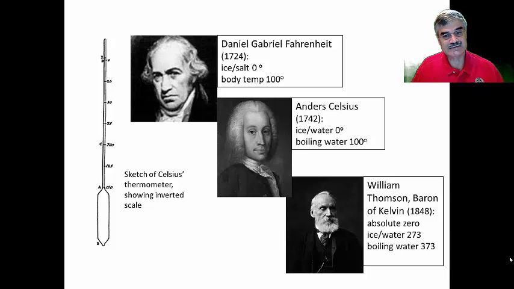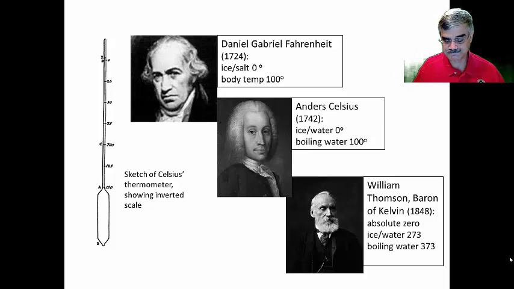The same Carl Linnaeus who created the binomial nomenclature system for naming the species of plants also inverted the scale so that it went from 0 to 100, 0 for the freezing of water, 100 degrees for the boiling of water. And this just indicates the importance of having a temperature scale to scientists ranging from botanists to astronomers.